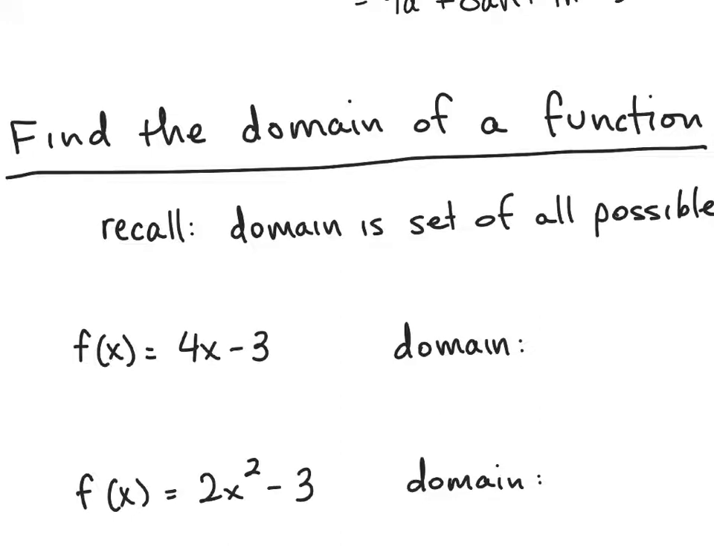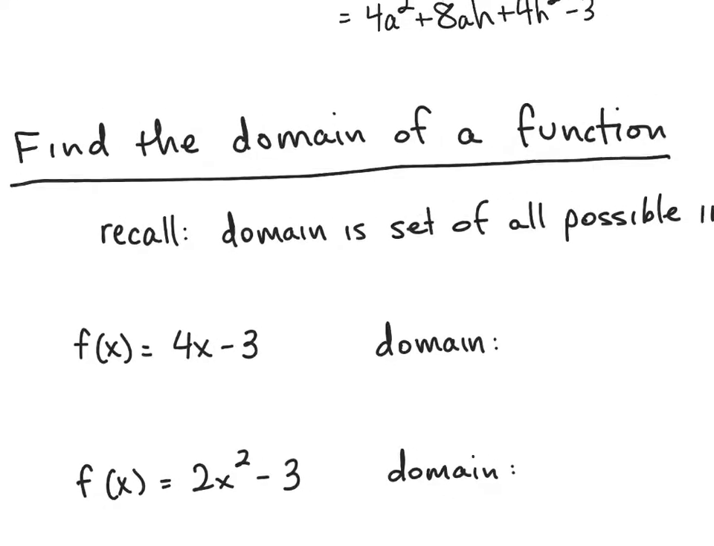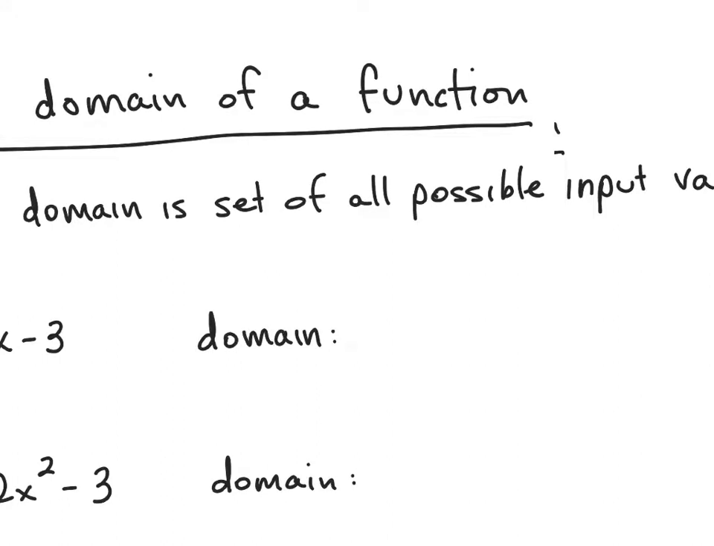You can multiply any number by 4 and then subtract 3. There are no values of x that would not work as a possible input. So in this case, the domain is any real number. You can use any real number you want as an input for x to multiply by 4. So a couple ways you can represent this. Domain, you could simply state all real numbers.